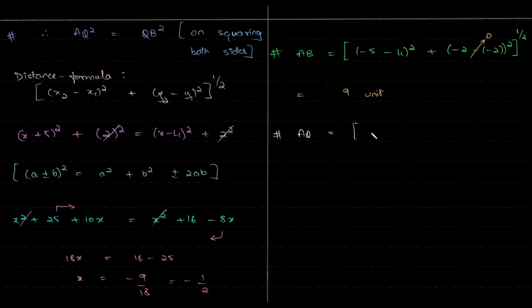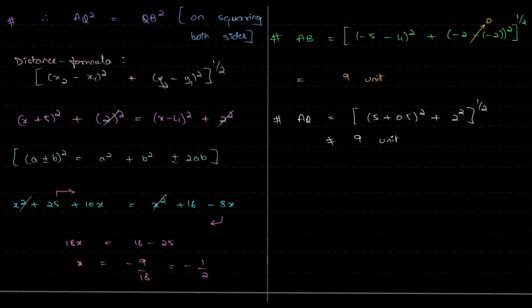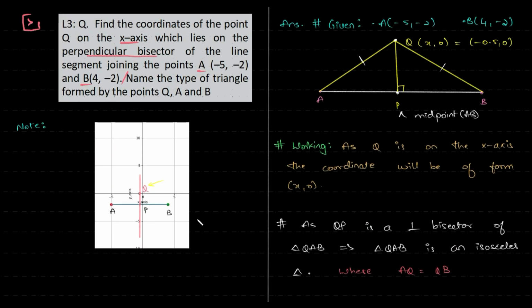And then we have AQ, which is equal to 5 plus 0.5 the whole square, plus 2 square, to the power of half. Clearly this is not equal to 9. You don't have to calculate it, we'll just say it's not equal to 9 units. So therefore, as AQ is equal to BQ but not equal to AB, this implies triangle QAB is an isosceles triangle. That's it. So that was your question and that would be your answer.